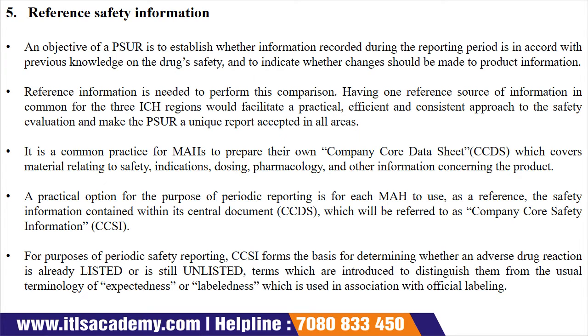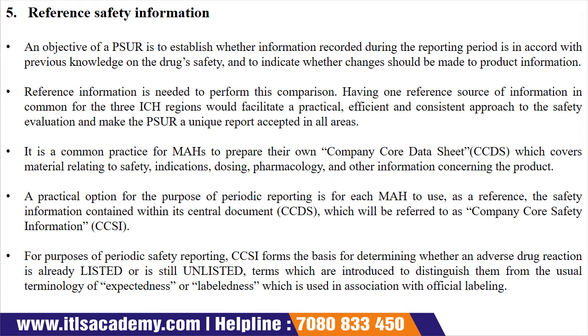An objective of a PSUR is basically to establish whether the information reported during the reporting period is in accordance with the previous knowledge on the drug safety, and to indicate whether changes should be made to the product information. The reference information is needed to perform this comparison. Having one reference source of information in common to the three ICH regions would facilitate a practical, efficient and consistent approach to the safety evaluation and make the periodic safety update report a unique report accepted in all the areas.